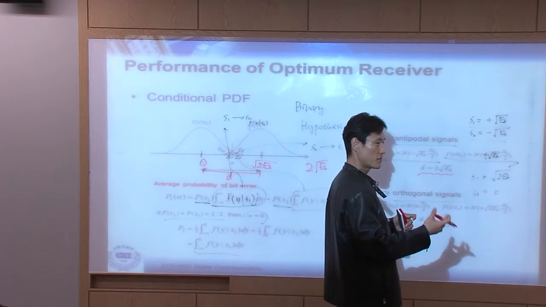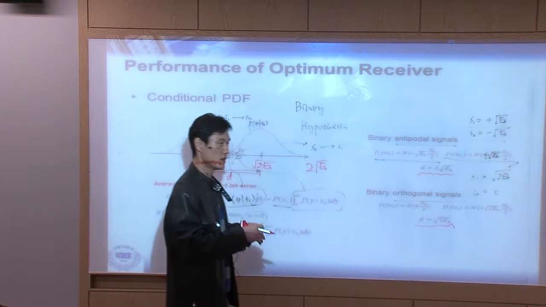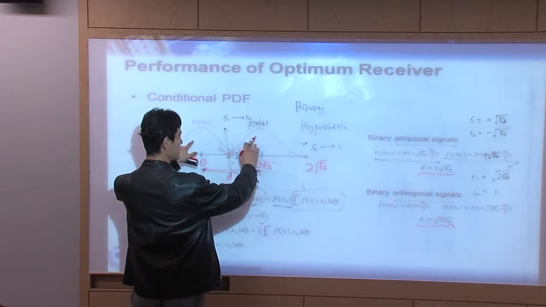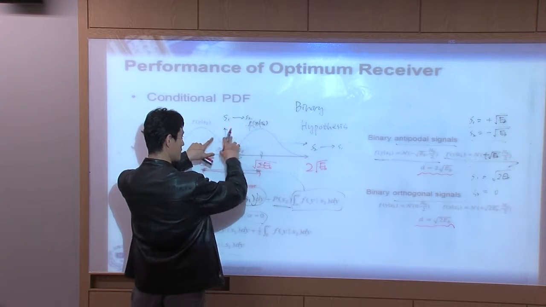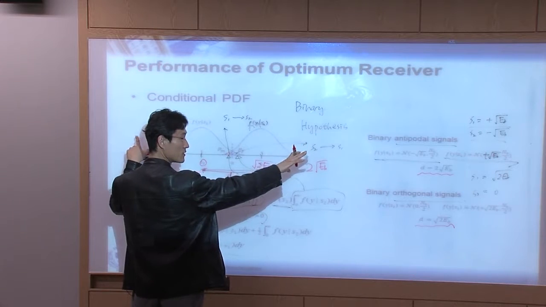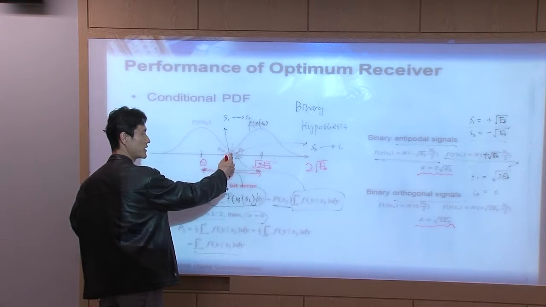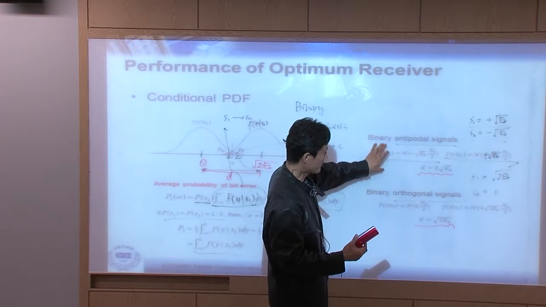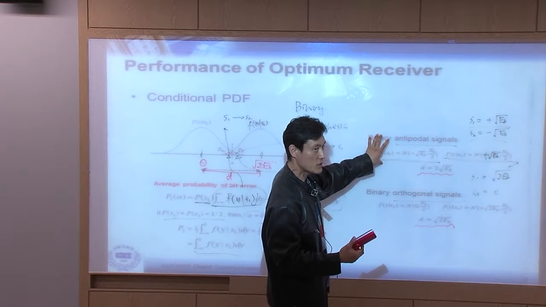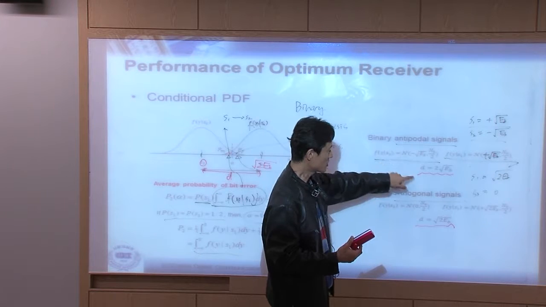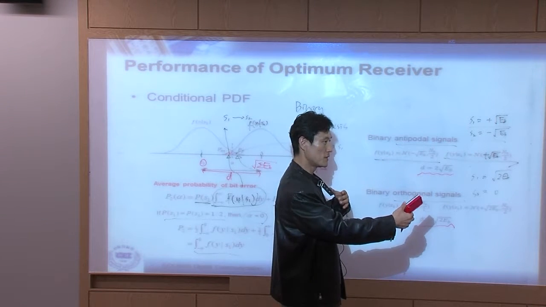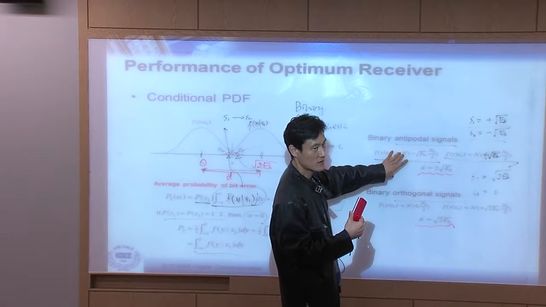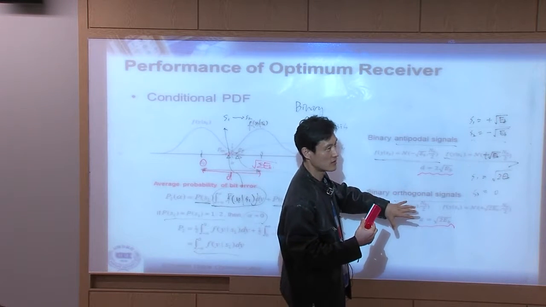Is large distance better or worse? Larger distance is always good. Because make it larger, meaning these two Gaussian graph is getting further away. So it's always good because this area is getting smaller. So simply speaking, when you compare these two, this one is much better. Because D is large, means the error probability is small. So this is better. That's how you compare.